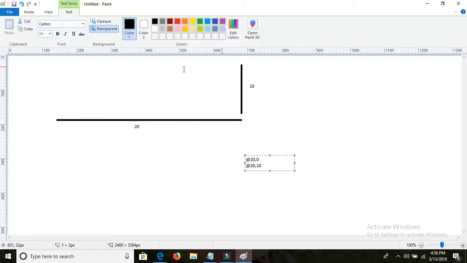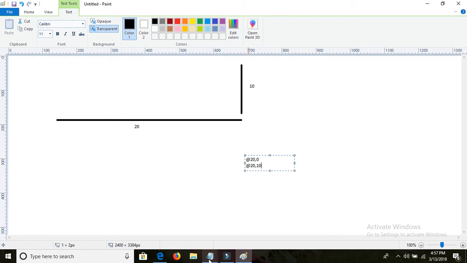So why do I say it like that? Because the origin is here, that's the reason I started my point here, and I can get this point from this origin. So that's the reason I can say 20 comma 10 here. That's very simple, right?